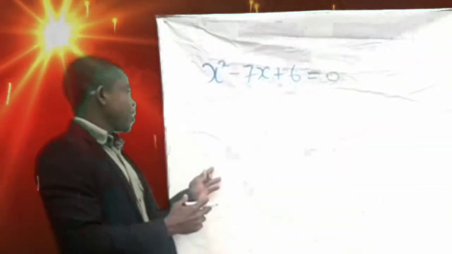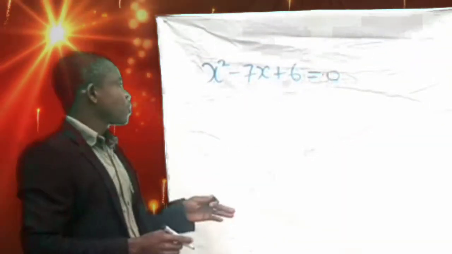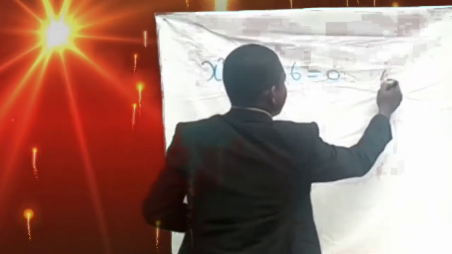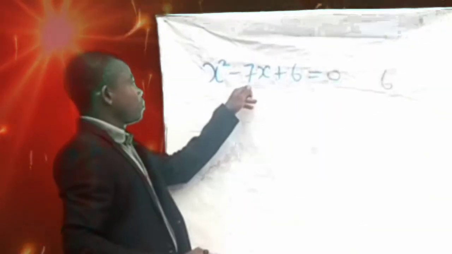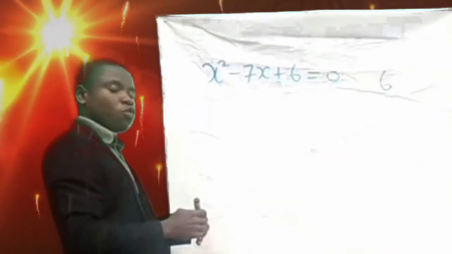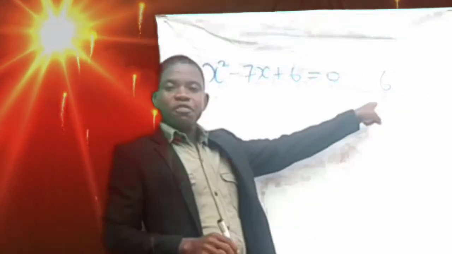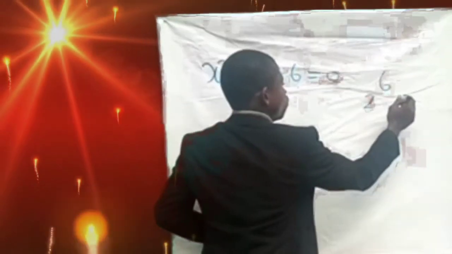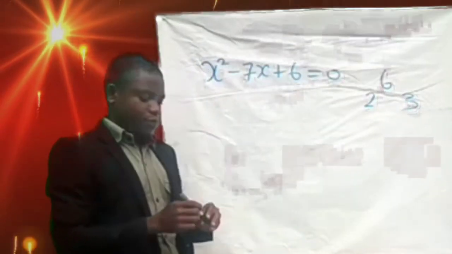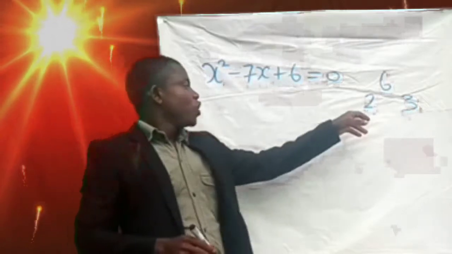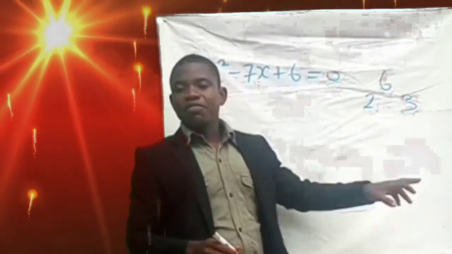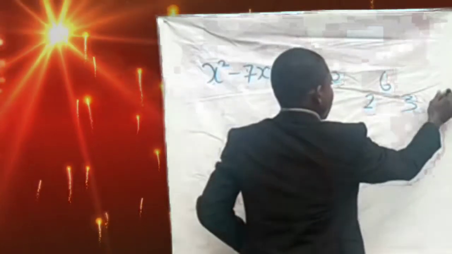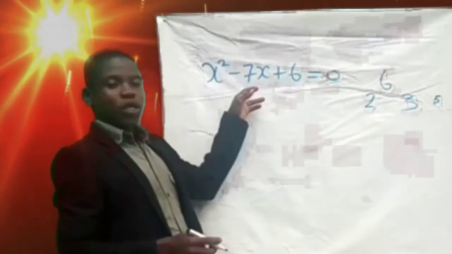Now, when given a question like this, the first thing you do is look for two numbers that, when you multiply them, give 6, and when you add them, give minus 7. So we first start by looking for the factors of 6. The factors of 6 are 2 and 3. But here's the problem: when you multiply 2 and 3, you have 6, but when you add 2 and 3, you have 5. So that's not what we are looking for.